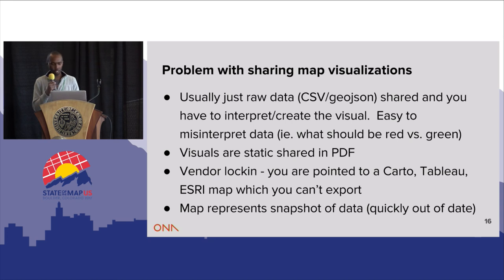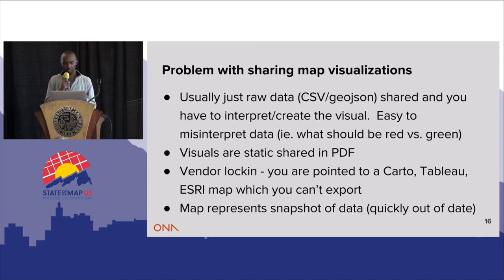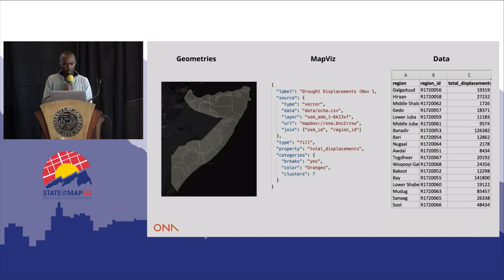Some of the problems that we have generally with sharing map visualizations is that you can't really interpret the data. Like when we get this data, how do you know whether an indicator should be red, green, or yellow? They're usually shared in PDF. There's vendor login, where you're forced to use certain tools, and if you want to share the map, you have to use that tool. And the data quickly grows out of date.